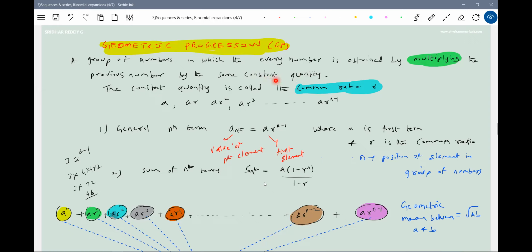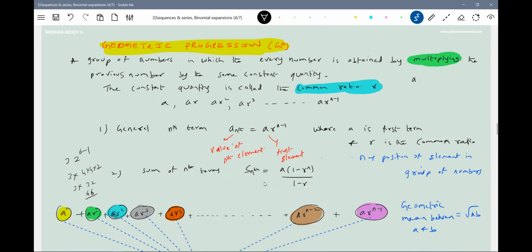I'm going to multiply. That constant quantity is called a common ratio. You see that this is A. I multiply this by R, I'll get AR. I'll multiply again this preceding element by R, I'll get the next element as AR square. I'll multiply AR square by R, I'll get AR cube. I think you are able to see this.